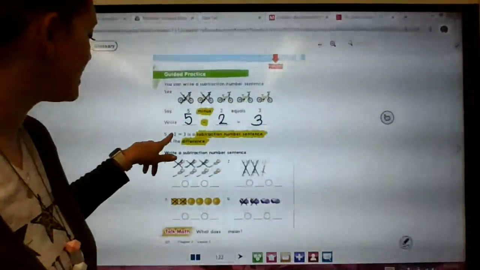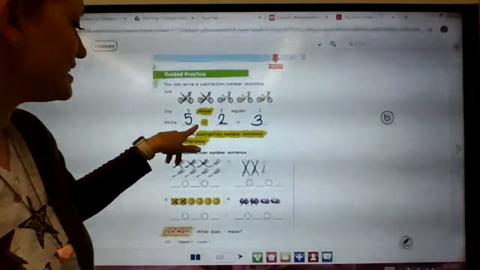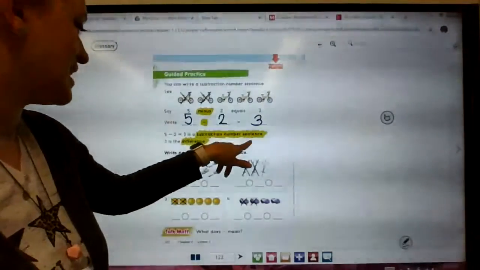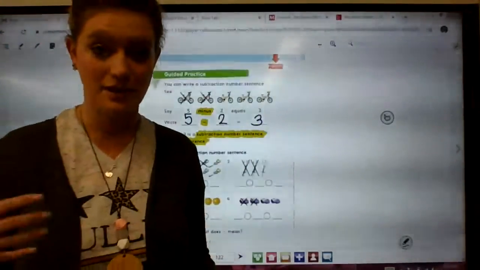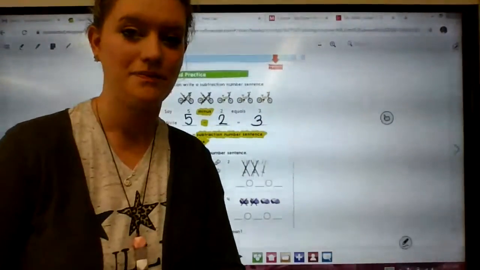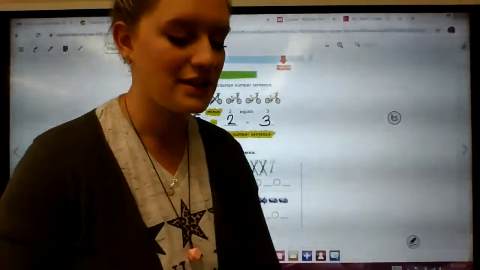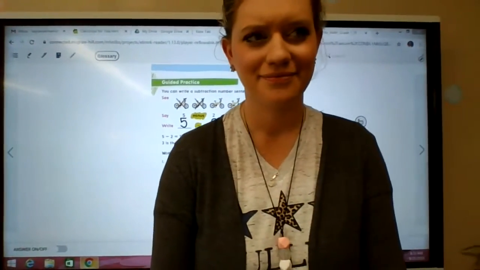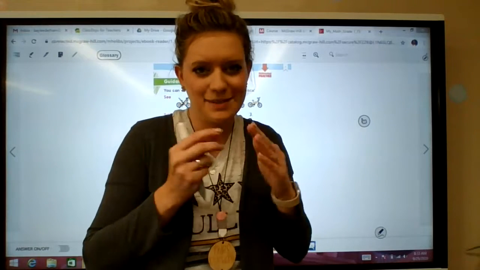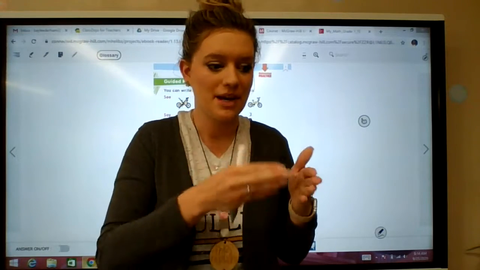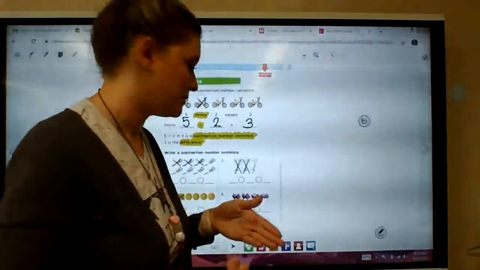So 5 minus 2 equals 3 is a subtraction number sentence. 3 is the difference between those two numbers, 5 and 2. And we'll work more on that too. It's kind of a hard concept to understand why the difference, but it's talking about the space, how many numbers are in between them. It's the difference between them.